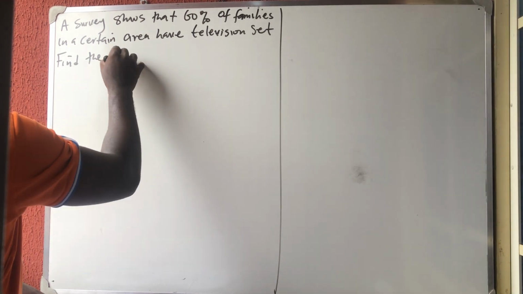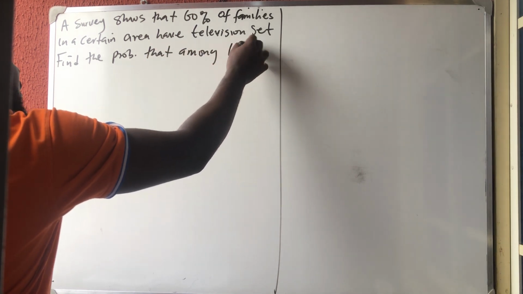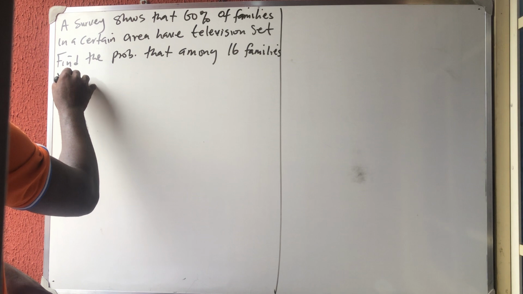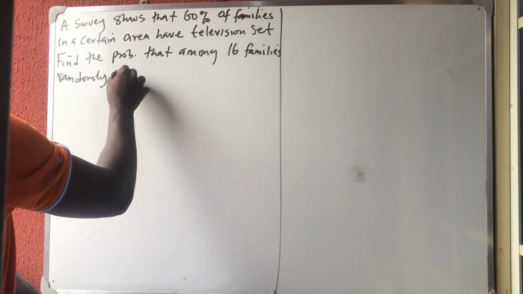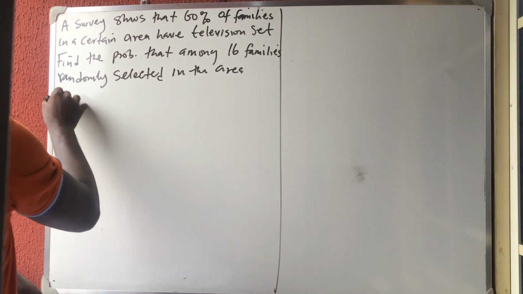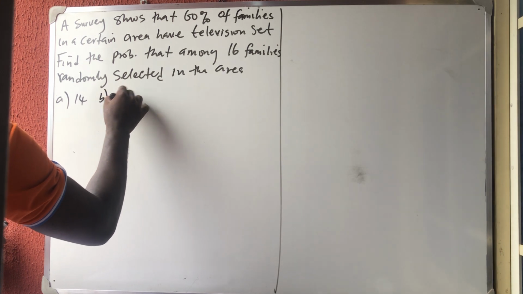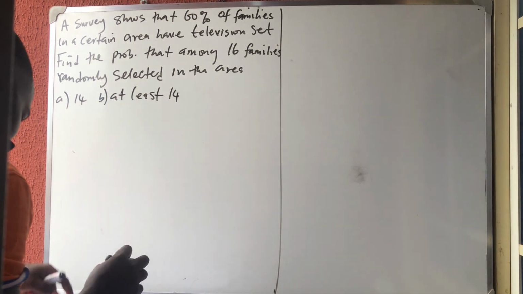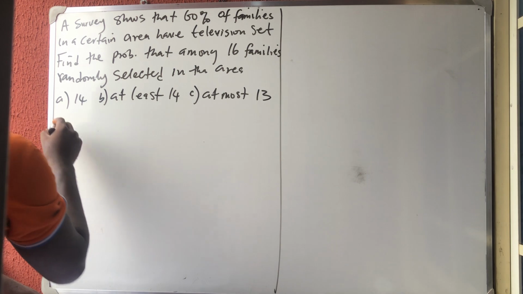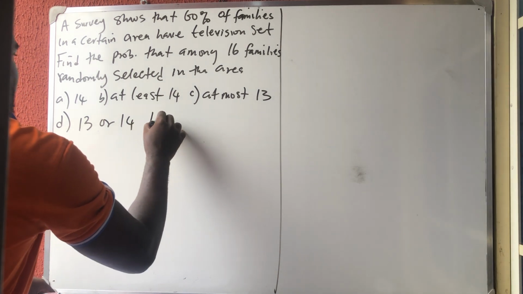Then find the probability that among 16 families randomly selected in that area, A question said 14 of them will have television. B question said at least 14 will have television. C question said at most 13 will have television. D question said 13 or 14 have television.